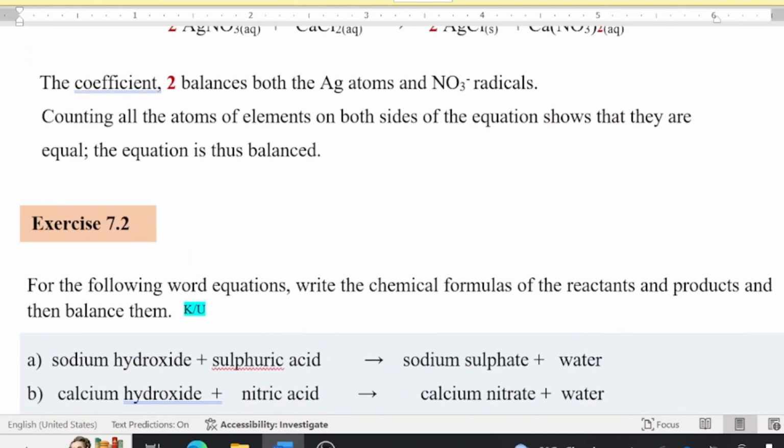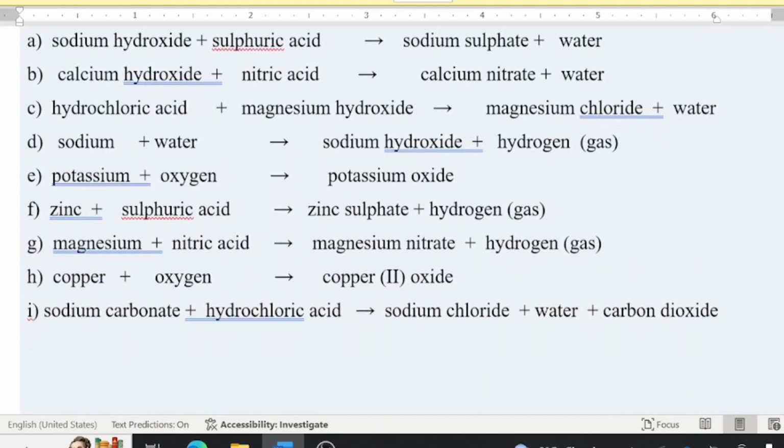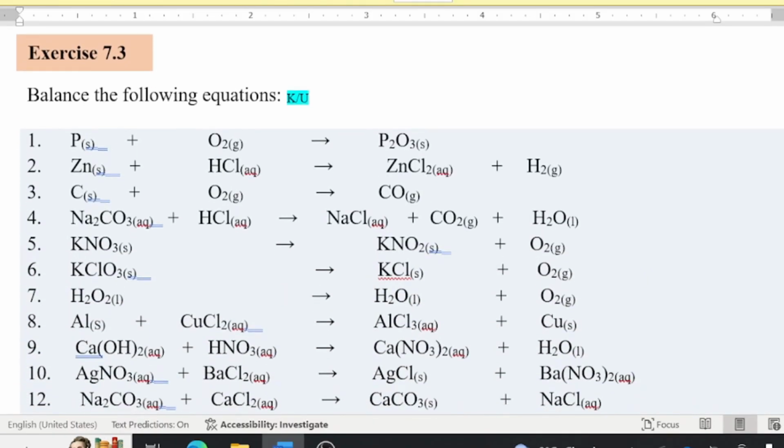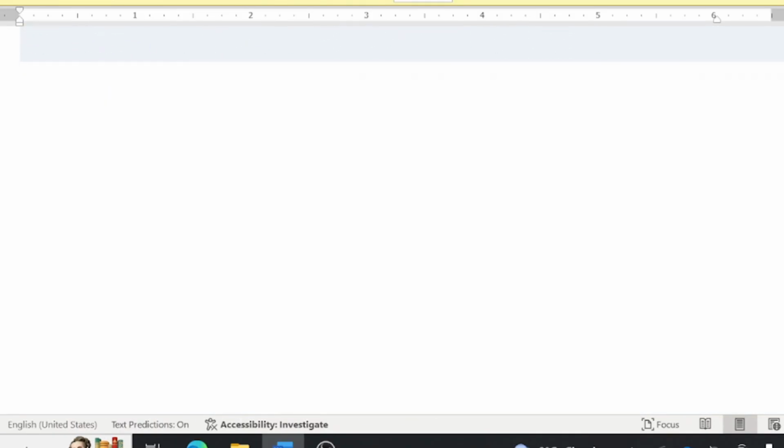So now you have to do your work. You'll have to balance all these equations that are given to you here. The solutions to all of these are found in your solution manual. And I hope that was helpful to you.